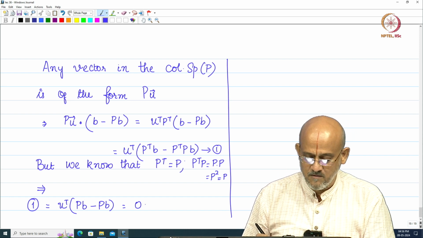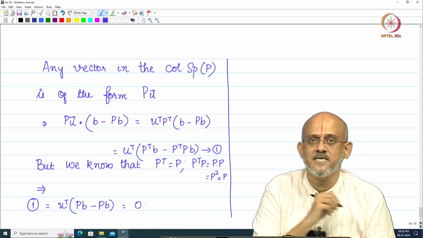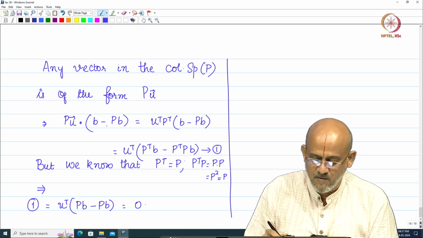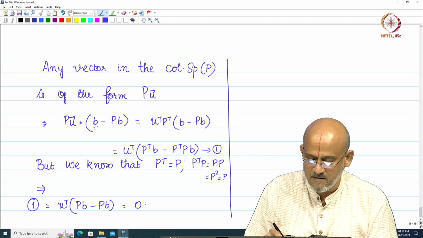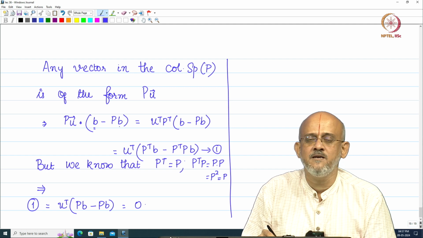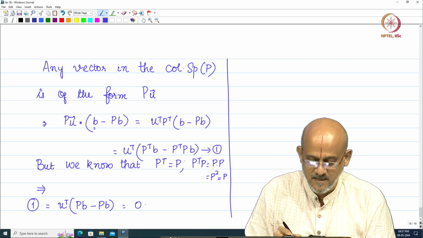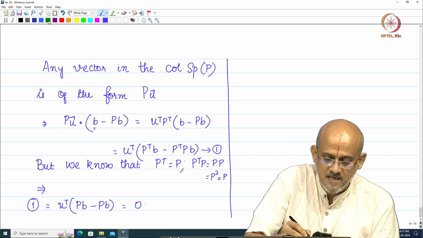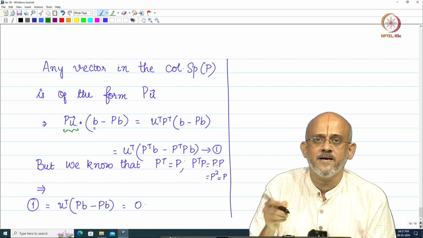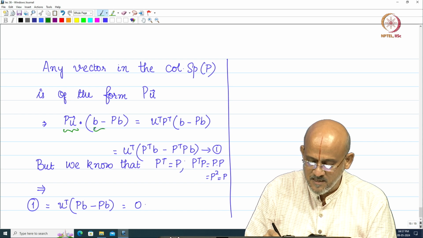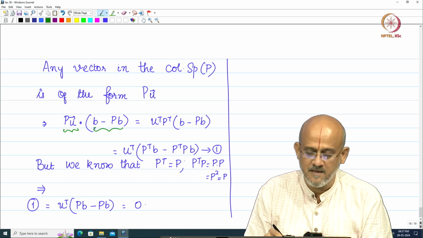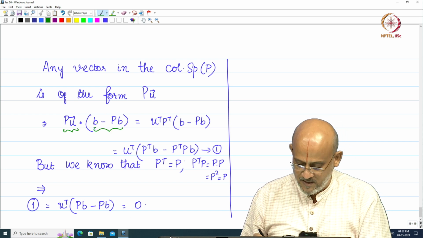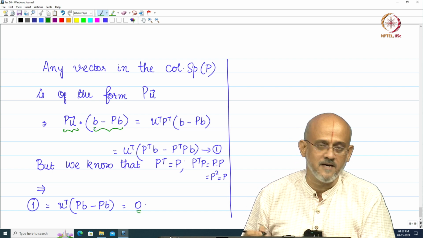That means what did we do? If the matrix P is a projection matrix, then we wanted to prove that B minus the projection of B onto the column space of T is orthogonal to the column space of T, and that is exactly what we have proved, because this Pu corresponds to a vector in the column space of T. This is basically the orthogonal projection of B onto the column space of T. So we have proved that this is done.